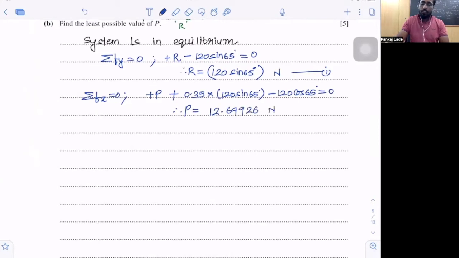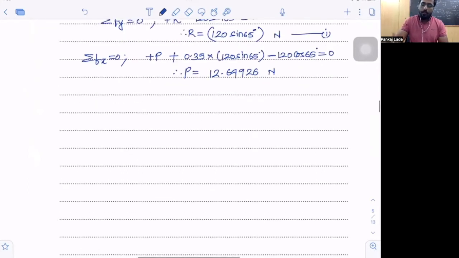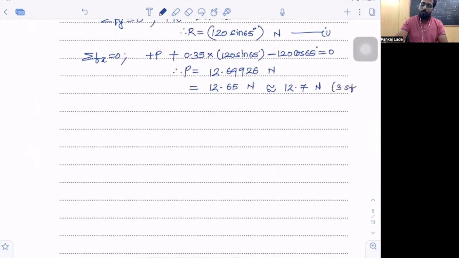So that's 12.64926 newtons. As we all know, we want to write three significant figures. So after 6, you can see there is 49, which actually becomes 12.65 newtons, right? And 12.65 is definitely equal to 12.7 newtons, right, students? Okay, so I have transformed it into three significant figures. So the value of P is 12.7 newtons.